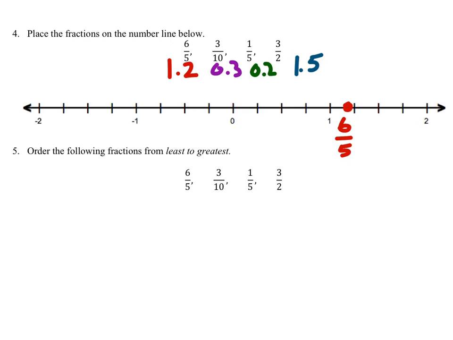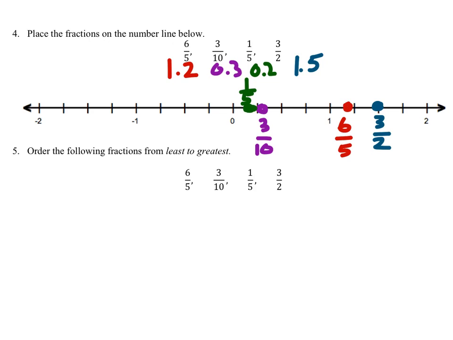0.3 would be just above that 0.25, and that is 3/10. 0.2 is just below it, and that is 1/5. And then finally, the 3 halves at 1.5, which would be here. I already did this one. 3 halves. So we did all the graphing.